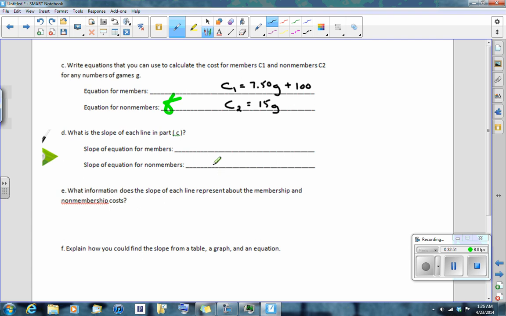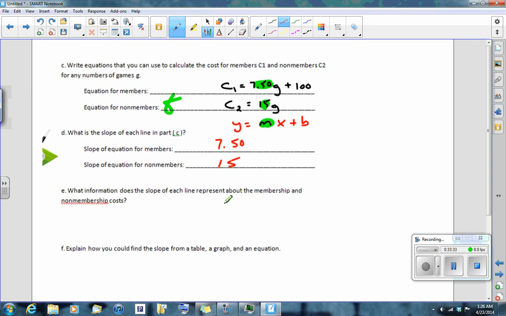What is the slope of each line in part C? Remember that we have this written in y equals mx plus b form. They are a linear equation. We know that from graphing them on the prior page. If they are linear, we can look at the slope-intercept form, and we know that the coefficient of g, right here, the $7.50 and the $15, represent the slope. So what's the slope for the equation of members? $7.50, and for non-members, it's 15.